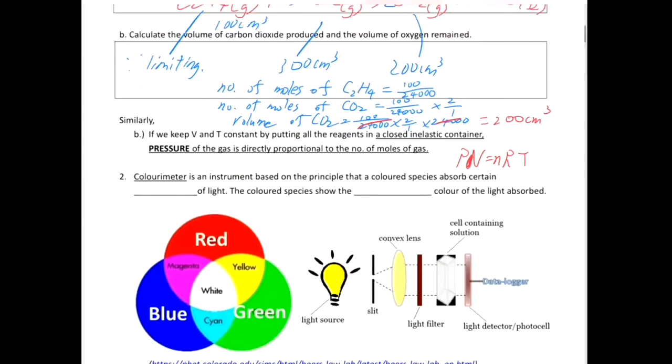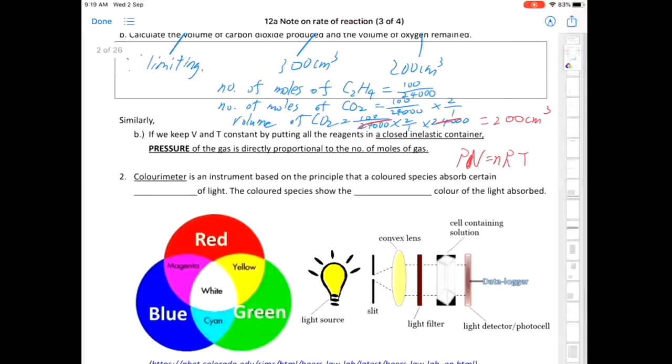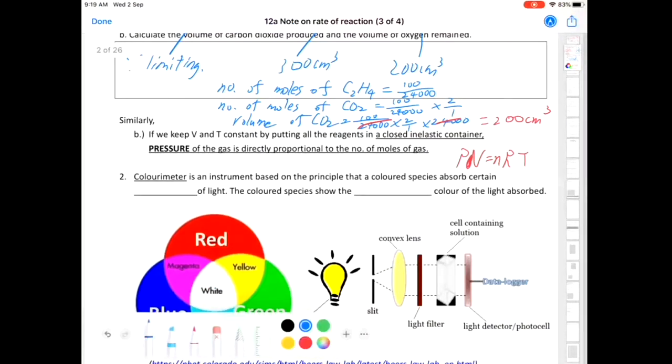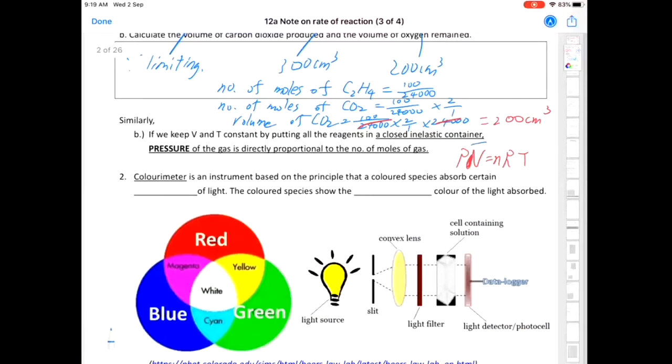And this time we keep the volume of the container the same. And then we also keep the temperature of the system constant, and R is a gas constant, always a constant. Then you can establish another directly proportional relationship. And the second parameter to reflect the number of moles is the pressure of a gas.